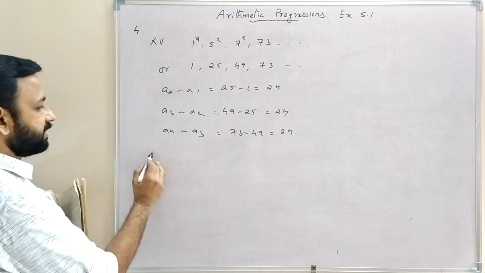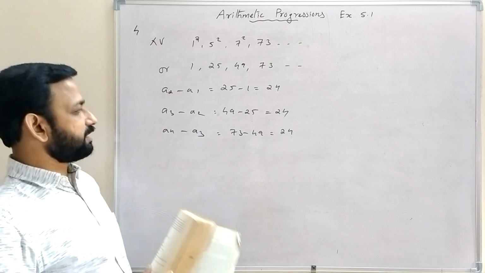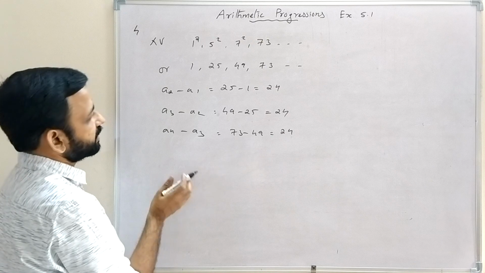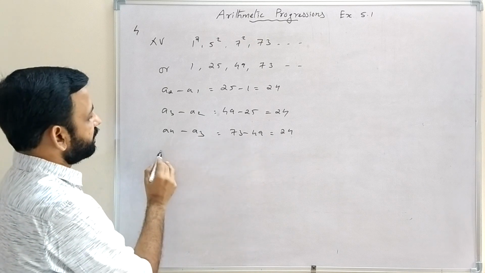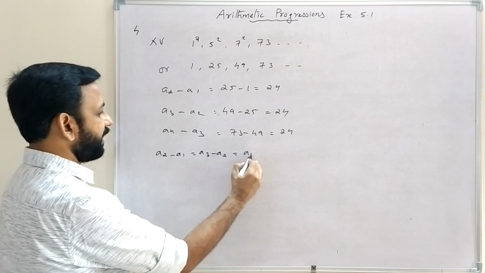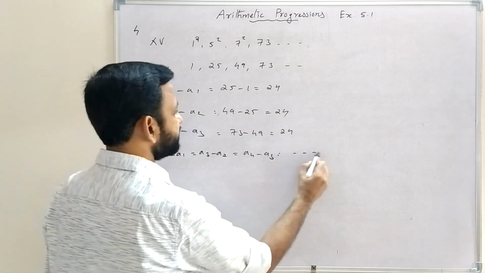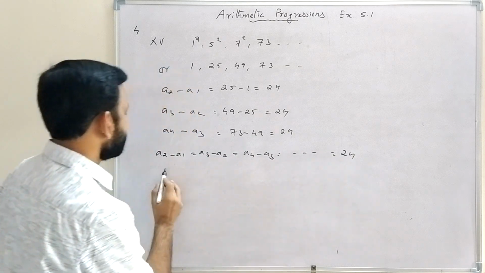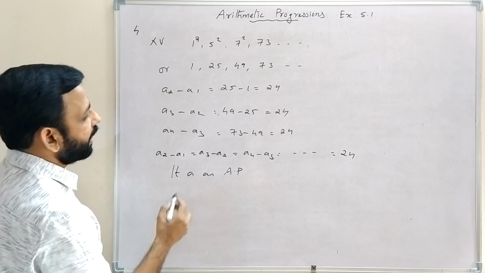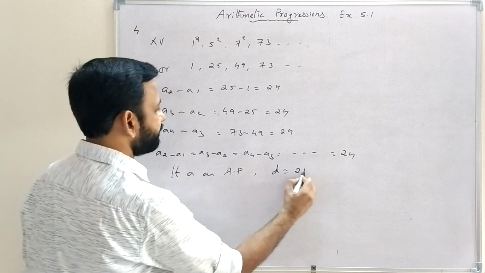So we will write the steps: A2 minus A1 equal to A3 minus A2 equal to A4 minus A3 equal to etc. They are equal to 24, therefore it is an AP, and the common difference D equals 24.